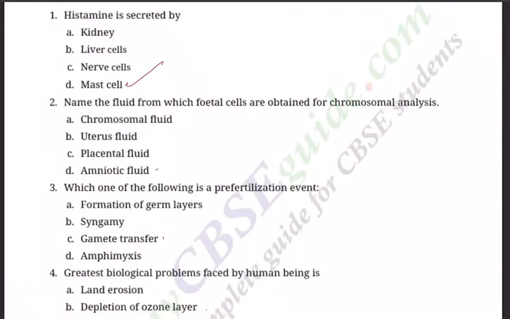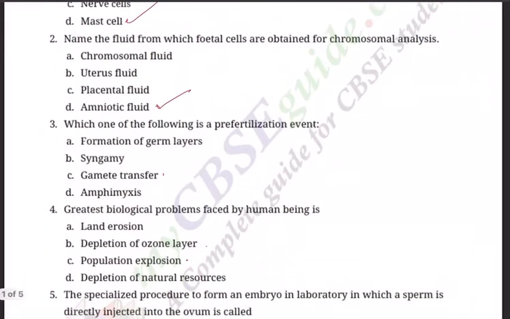Question 2, name the fluid from which fetal cells are obtained for chromosomal analysis. A, chromosomal fluid, B, uterus fluid, C, placental fluid, and D, amniotic fluid. And we talked about how this is misused also, amniotic fluid, and that helps in sex determination. We can find out in the fetus whether it is XX or XY, so that we know the embryo that is going to develop, is it a male baby or a female baby. So it's amniotic fluid.